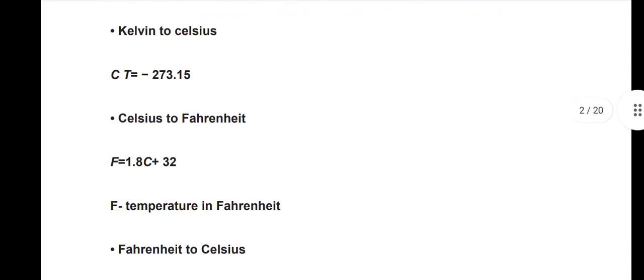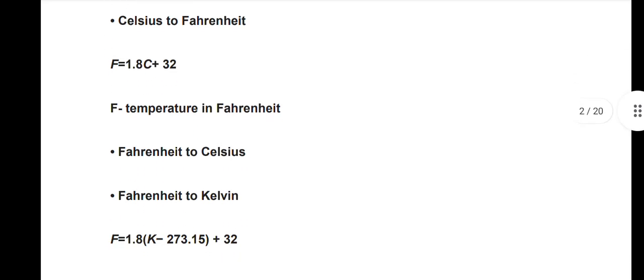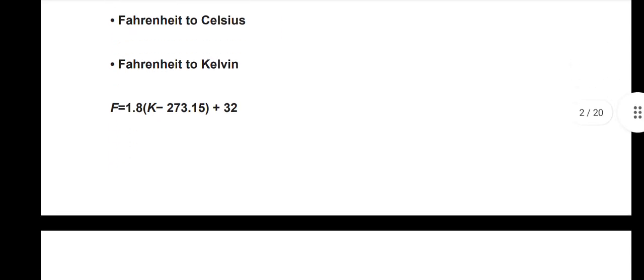Celsius to Fahrenheit: F is equal to 1.8 into C plus 32, which means C by 5 is equal to F minus 32 divided by 9, where F is the temperature in Fahrenheit. Fahrenheit to Celsius, Fahrenheit to Kelvin.